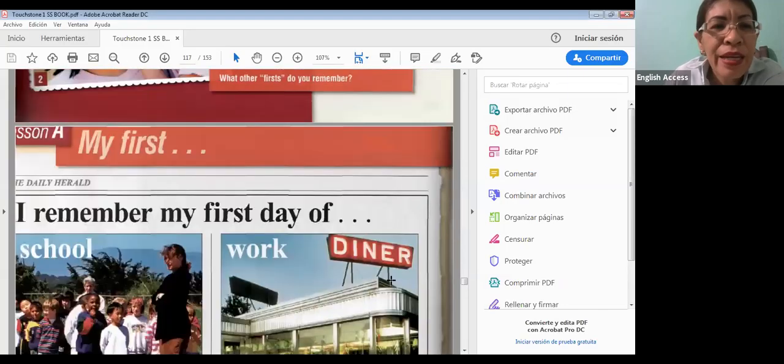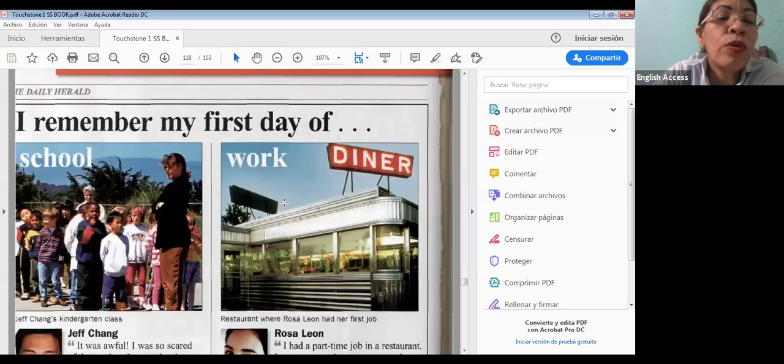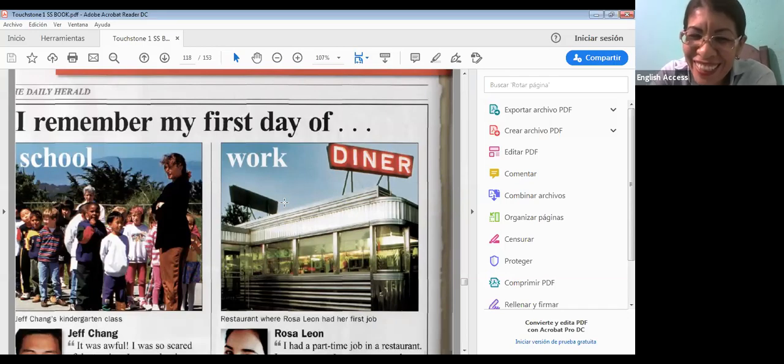And now let's continue with the book. So let's see. We are here with the book. Okay, so we are here. This is the lesson A. Lesson A, it's called My First. Okay. It says, I remember my first day of school, or I remember my first day of work. Okay, do you remember your first day of school? I mean, do you remember when you were in kindergarten? No. Are you sure? You don't remember?